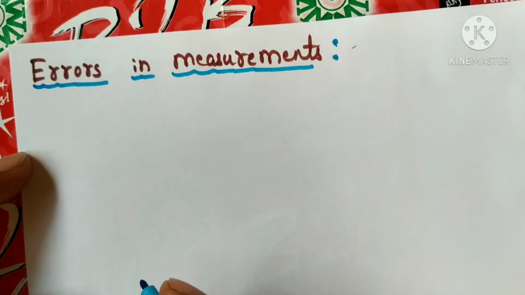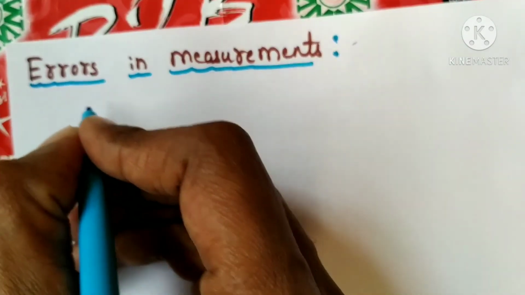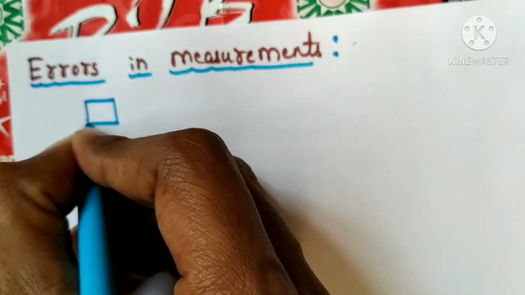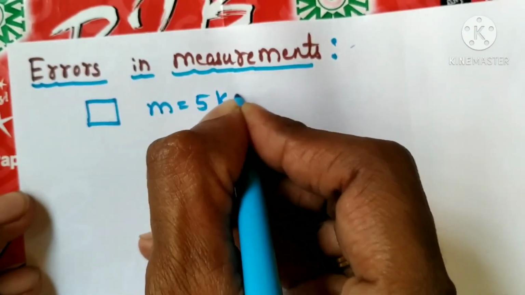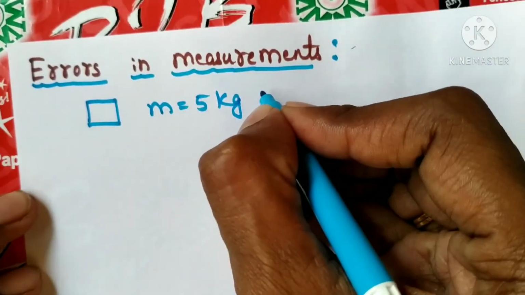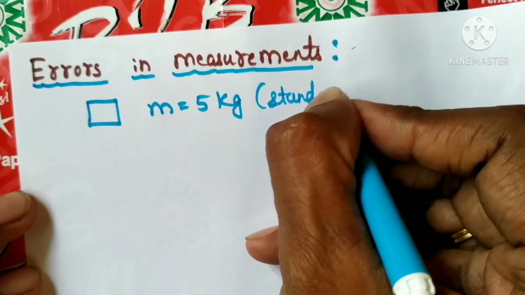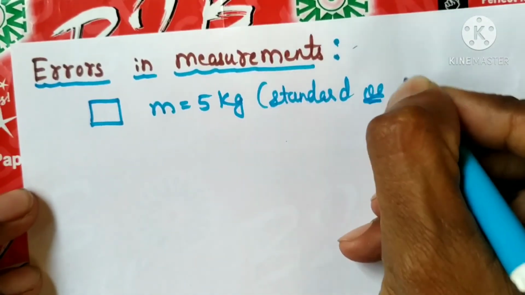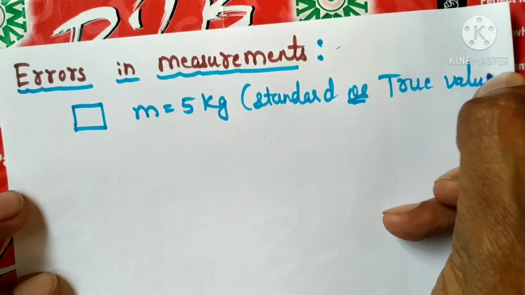Now let us discuss the concept, that is errors in measurements. So let us try to understand the meaning of error. Let us imagine there is an object and its mass is 5 kg. Let me say this is a standard value, or we can say this is a true value.